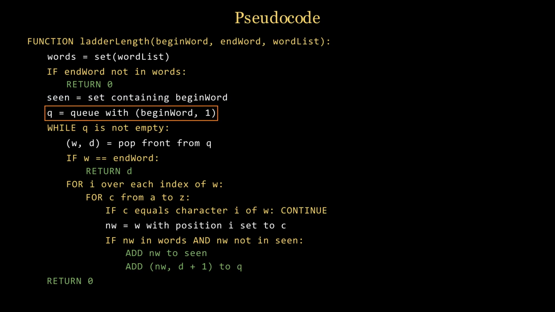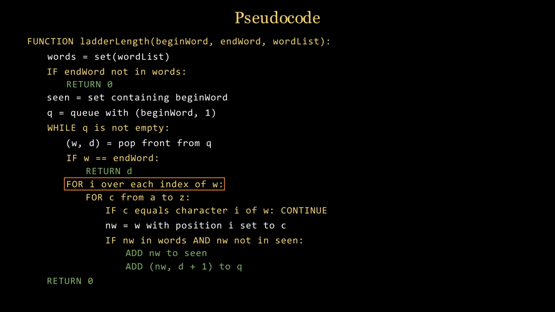The queue holds pairs of word and current chain length, starting at distance 1. While the queue still has states to expand, pop the front pair as W and D. If W is the end word, we found a shortest ladder length. Return D.